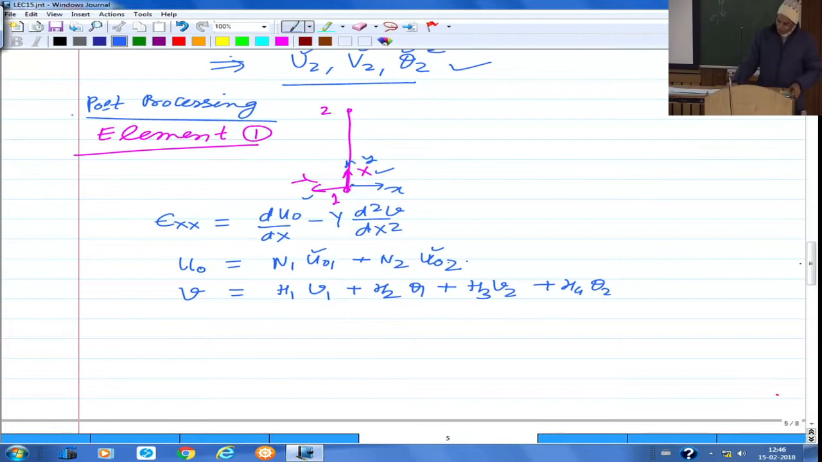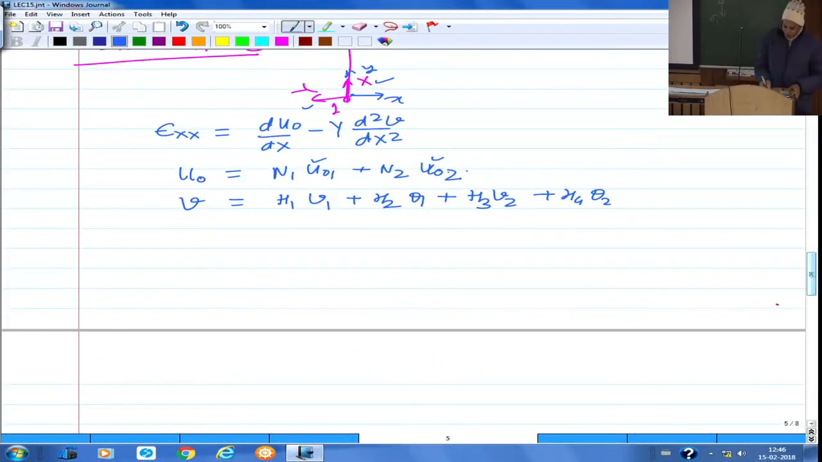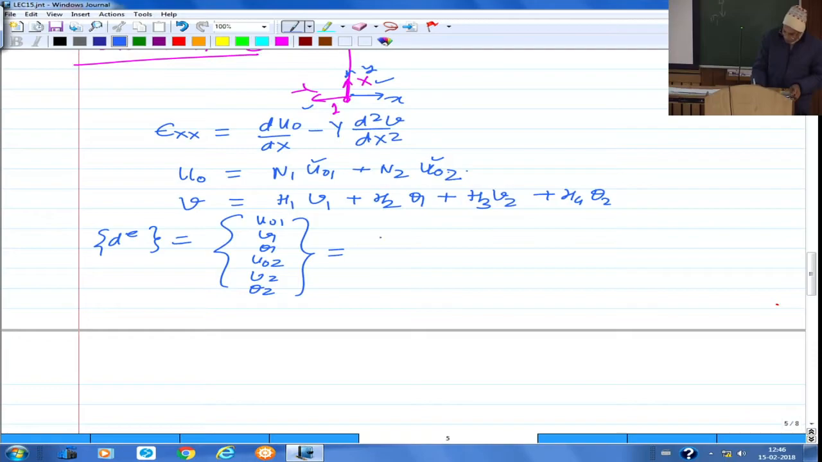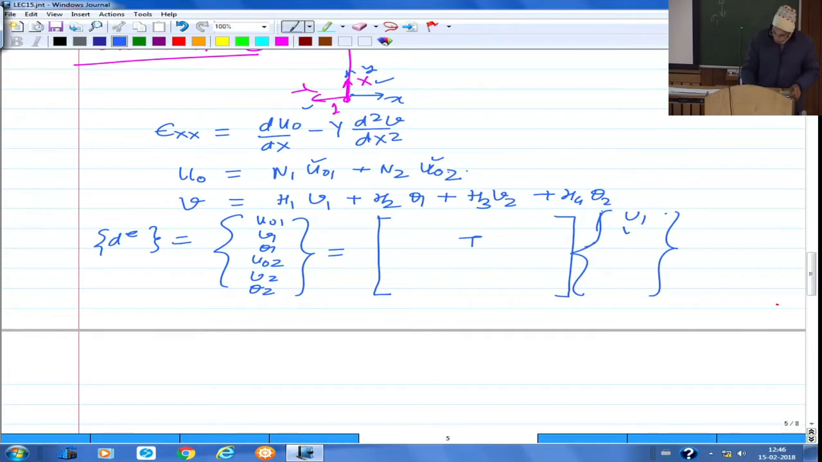So again you need to go back to the transformation. So what is the transformation? We know that small d, for the first element, u naught 1, v1, theta 1, u naught 2, v2, theta 2, is nothing but, in terms of your transformation matrix T which was there, multiplied by the displacements with respect to the global degrees of freedom. Here they are u1, v1, theta 1 for the first element, u2, v2 and theta 2.